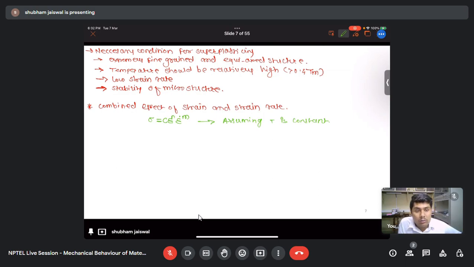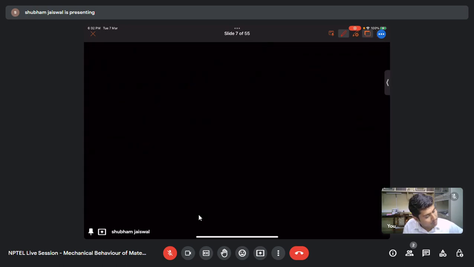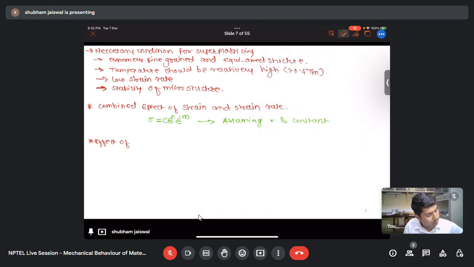So after that, we have seen the effect of temperature on the flow stresses. How does temperature affect the flow stresses? Means whether it will increase, decrease, or remain the same. And what about the ductility? Any guesses? So with increase in the temperature, the flow stresses decrease, but the ductility increases.